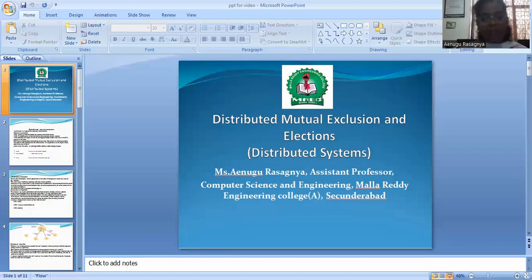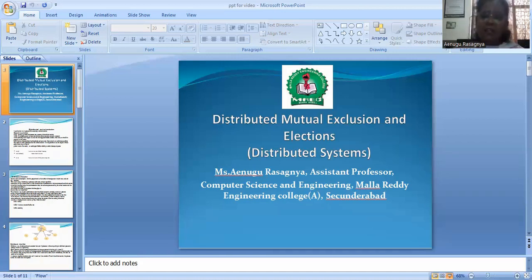So what are the requirements of mutual exclusion? We have some requirements for mutual exclusion. It needs to be free from deadlocks, free from starvation, it needs to follow strict fairness, and it also needs to be fault tolerant. If these four requirements are satisfied, then we can say the particular algorithm is mutually exclusive. The four requirements are freedom from deadlocks, freedom from starvation, strict fairness, and fault tolerance.